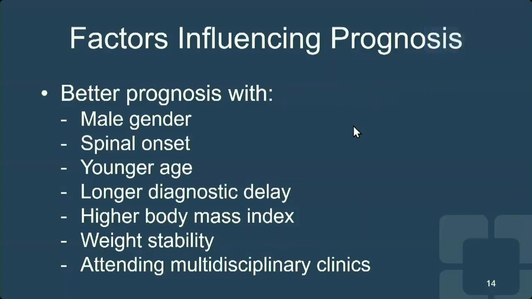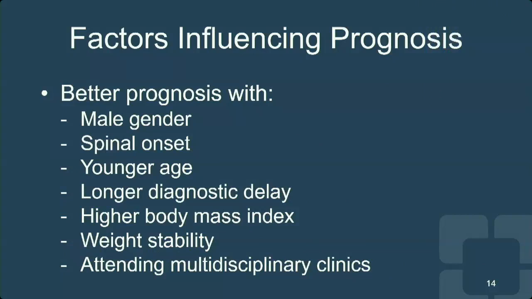And on the more positive side, if you have a patient who's diagnosed with ALS, what are the things that would portend a better prognosis? So male gender, folks who are male tend to do a little bit better. People who have spinal onset as opposed to bulbar onset symptoms. Folks who are younger, so our 50-year-olds rather than our 80-year-olds.